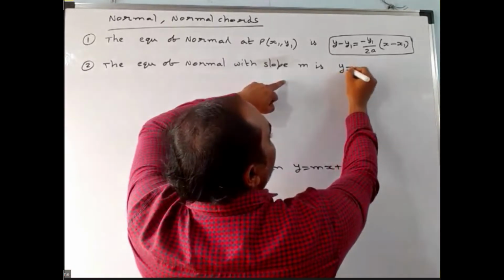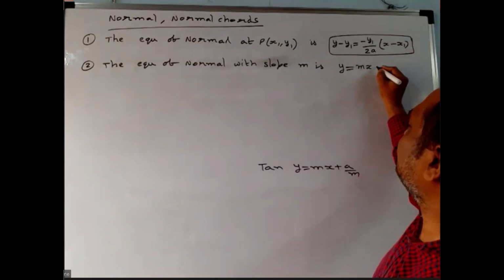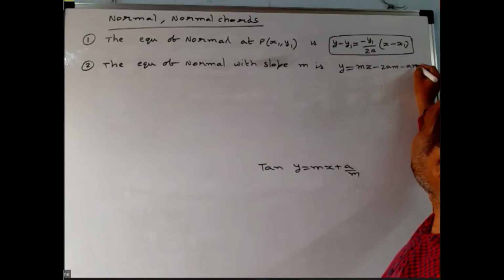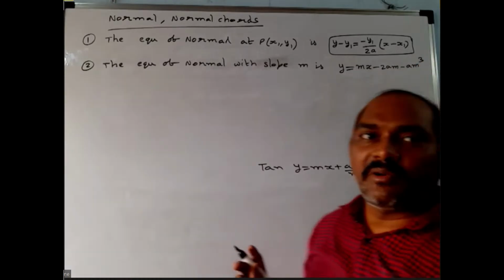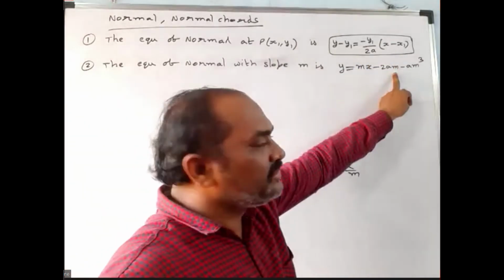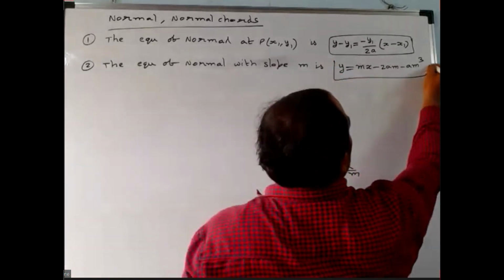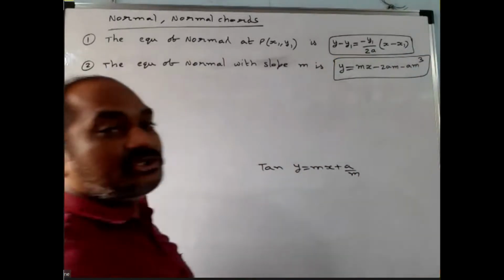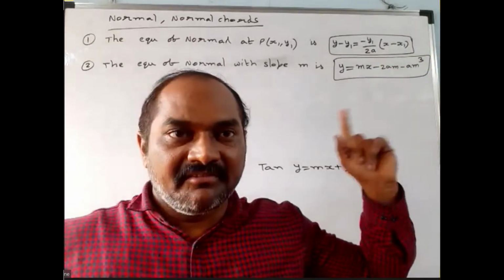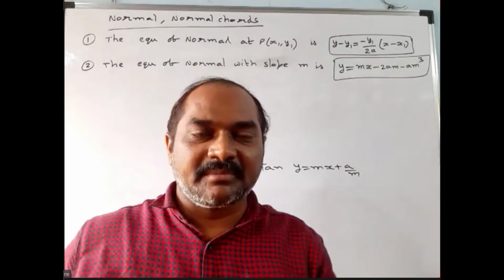Here the normal equation is y is equal to mx minus 2am minus am cube. What is the normal equation formula? y is equal to mx minus 2am minus am cube. This is the normal equation with the slope. Whenever a point is given, use y minus y1. Whenever slope is given, y is equal to mx minus 2am minus am cube.